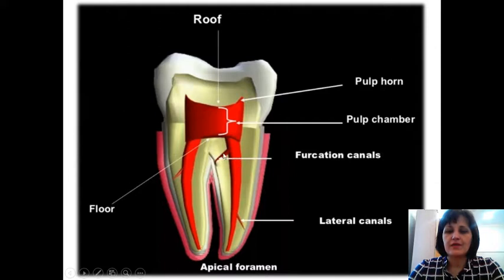Sometimes in the root canal there may be a furcation canal apart from the central canal, and also a lateral canal. The part of the canal which is in the root apex is called the apical foramen.